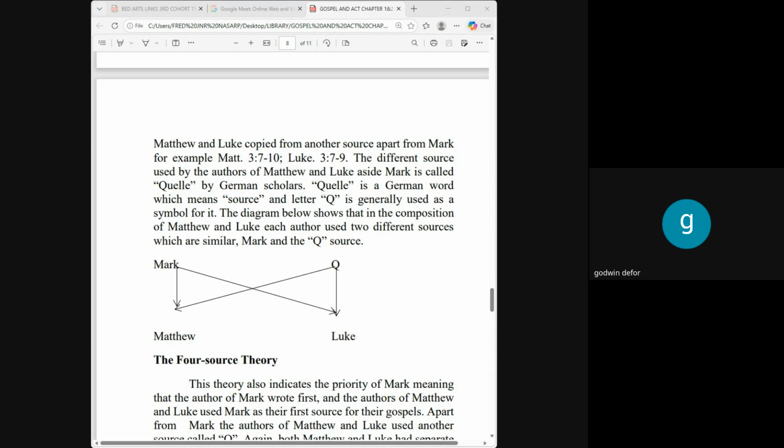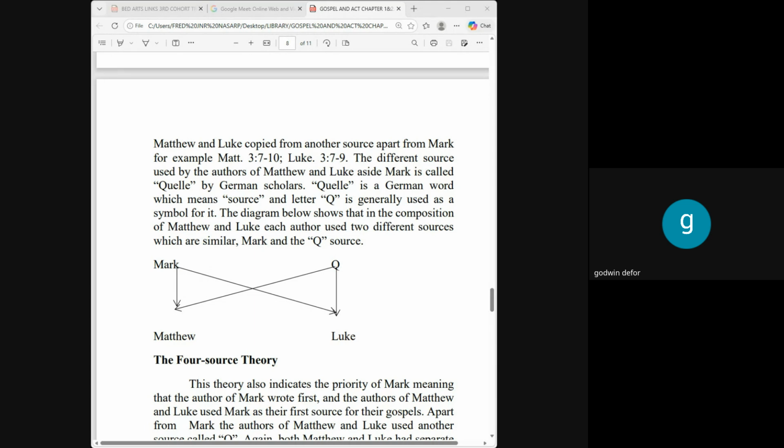Yes, sir. I wanted to find out if there has been any findings that point to the presence of the Q source that we are referring to. I wanted to ask if there has been any evidence that points to the fact that there existed some Q source which some of them copied from.